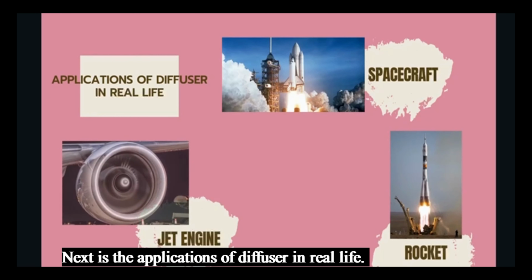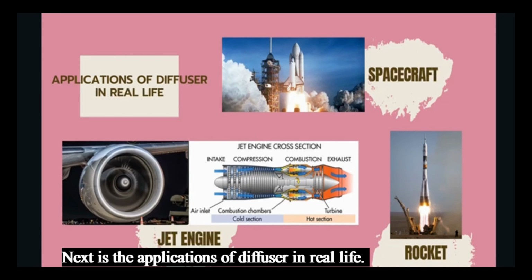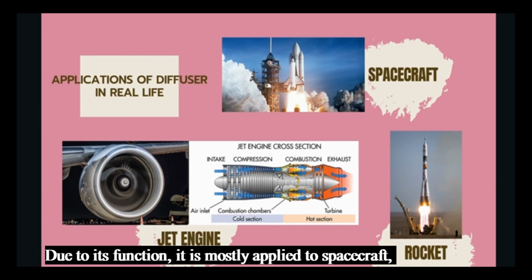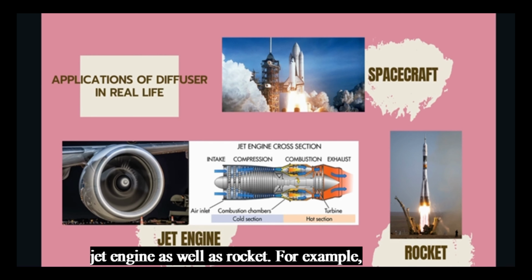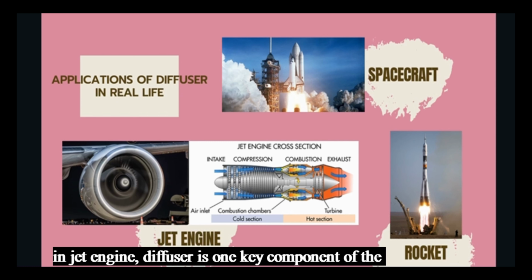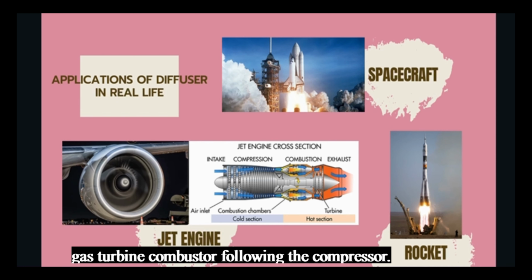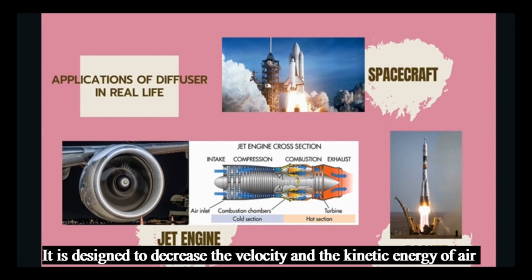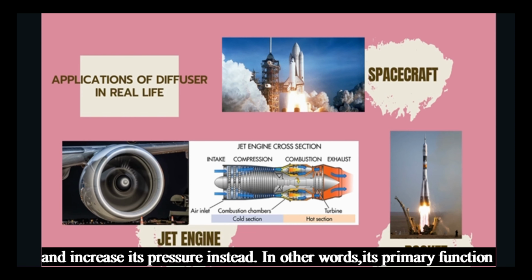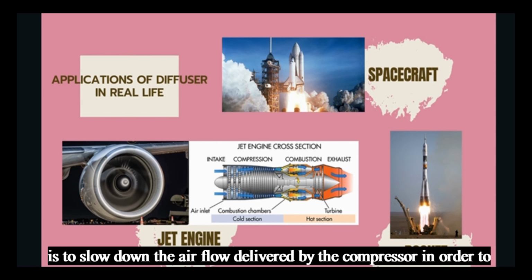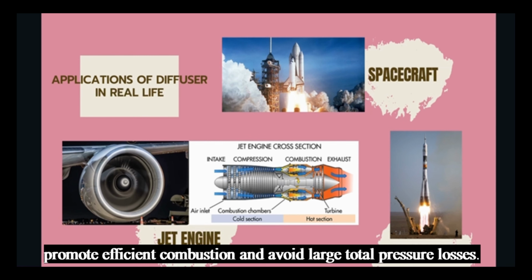Next are the applications of diffusers in real life. Due to its function, it is mostly applied to spacecraft, jet engines as well as rockets. For example, in a jet engine, the diffuser is one key component of the gas turbine combustor following the compressor. It is designed to decrease the velocity and the kinetic energy of air and increase its pressure instead. In other words, its primary function is to slow down the airflow delivered by the compressor in order to promote efficient combustion and avoid large total pressure losses.